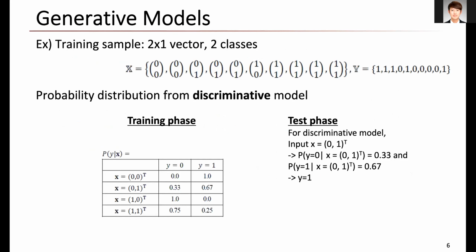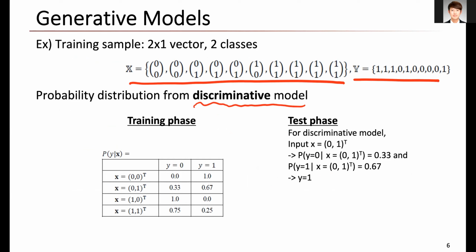Right. So I'd like to show you some examples. Let's suppose that we have input data X and output data, the output class label. So it's a very simple binary classification problem. So let's think about the discriminative model first.